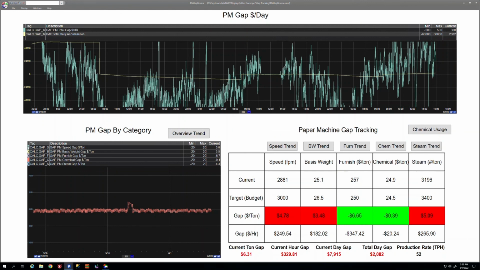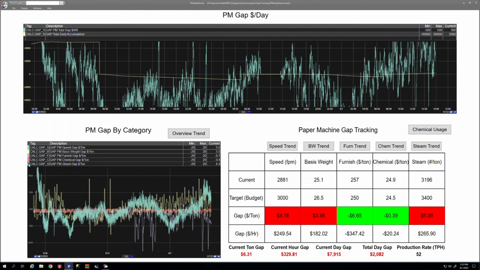Overall, gap tracking is a great way to be able to learn more about your process and have a little bit more of an understanding of how things are working in terms of the dollars and cents at any given moment. Hopefully you find it useful, and feel free to contact us if you want to learn more about this.